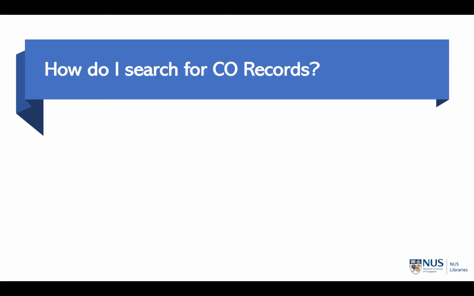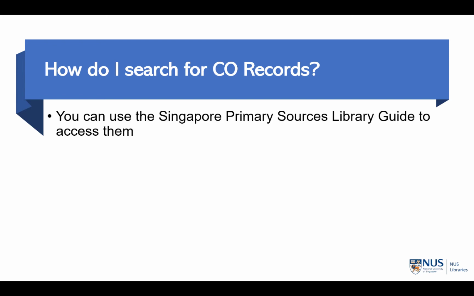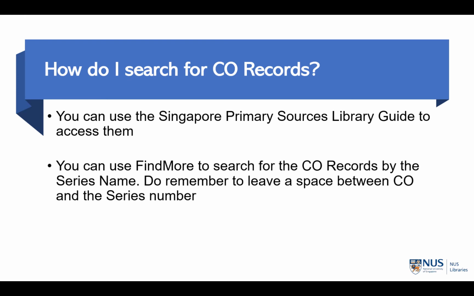Searching for the CO records in NUS Libraries is generally quite straightforward if you know the name and number of the CO series you need. You can use the Singapore Primary Sources Library Guide, which I have linked in the description, to access the different CO records. You can also use the library's Find More system to search for the CO records by the series name. Do remember that when you search using Find More, please leave a space between CO and the series number.